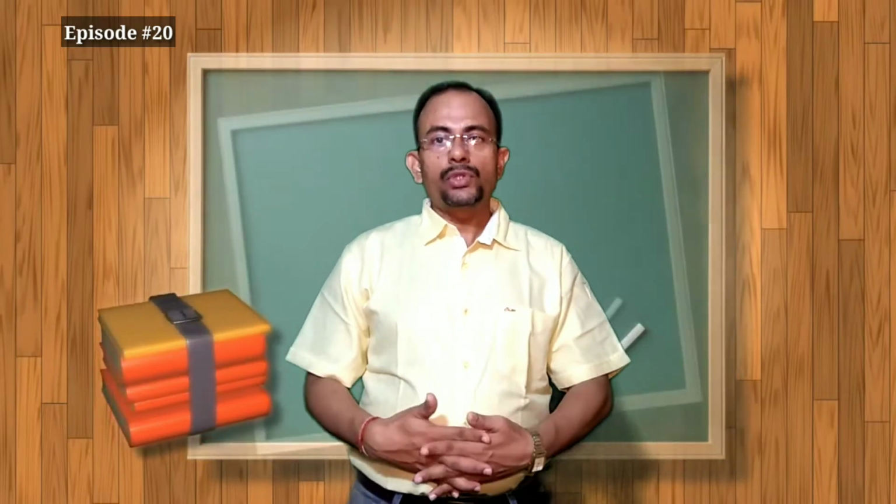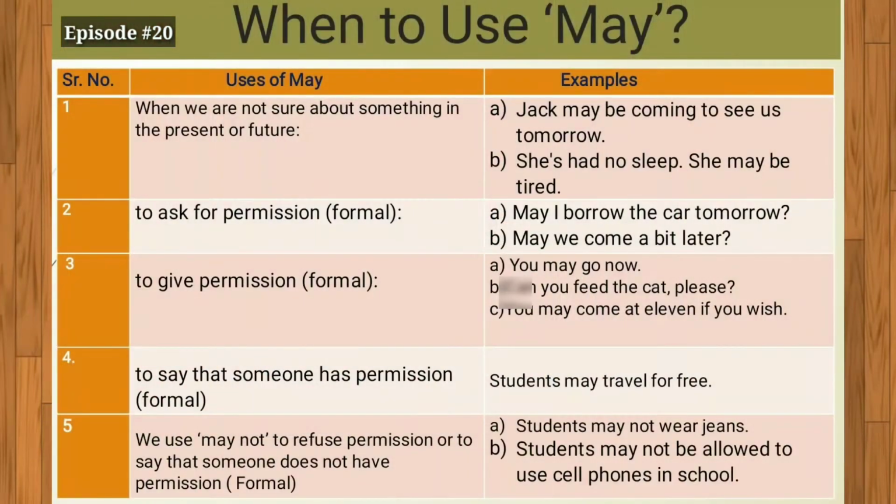The first use of may is when we are not sure about something in the present or future. For example, Jack may be coming to see us tomorrow. She's had no sleep. She may be tired. So whenever there is a doubt in our mind, whenever we are not sure about something in the present or future, we use the modal auxiliary may.